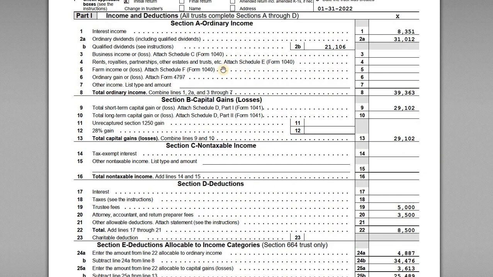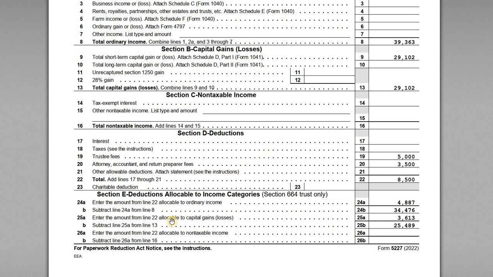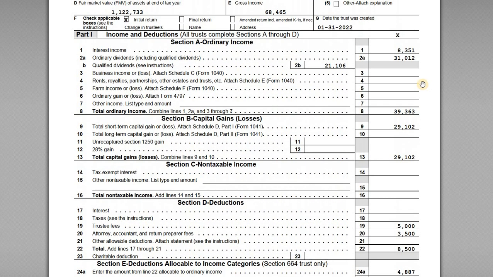Now, page 1 is split up into a couple of sections. We separate the income into ordinary, capital gains, and non-taxable. That's very, very important for the ordering rules, right? There are special ordering rules for how we distribute income to those income beneficiaries, and so that's why we track them separately. And then in Section D, we have deductions, and in Section E, we allocate those deductions to the various income categories. So if we start with ordinary income, that's your interest, your dividends, business income, rents, royalties.